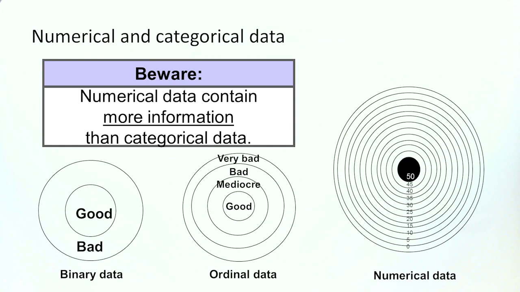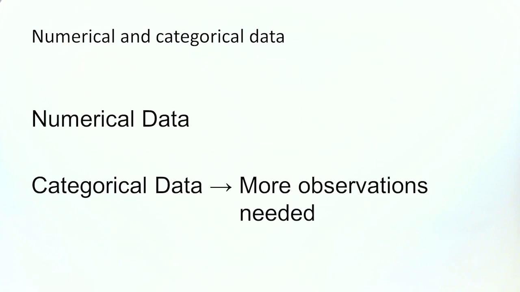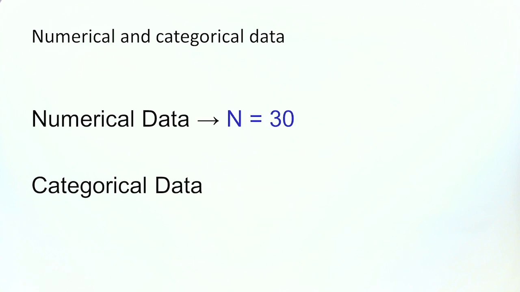Hence, always collect your data in a numeric way, at least if you have a choice, of course. What this also implies is that for categorical data, you need more observations than for numerical data. As a rule of thumb, you can use that for a numerical CTQ, you typically need 30 observations, while for a categorical CTQ you need a lot more, at least 300 observations.